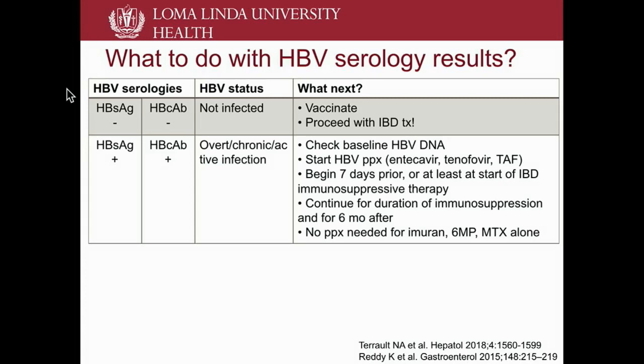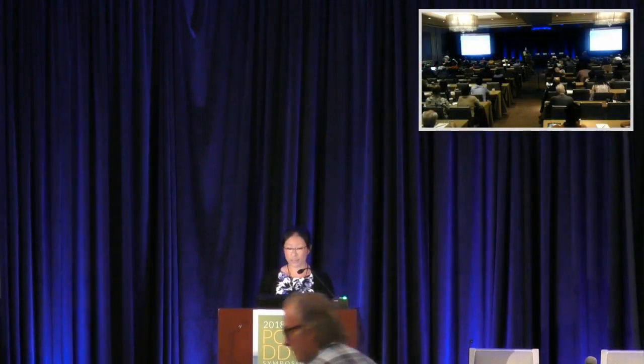Now, if the person comes back surface antigen positive and core antibody positive, this person has overt chronic active infection. You do need to check a baseline hepatitis B DNA. You should start all of these patients on hepatitis B prophylaxis with entecavir, tenofovir, or TAF, which is the new formulation of tenofovir, also called Vemlidy.